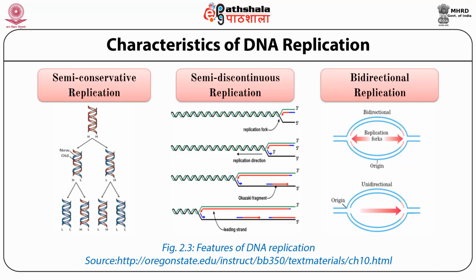Now, the replication fork, which is formed at the site of origin, or origin of replication as it is also known, proceeds in both directions. One replication bubble is flanked by one replication fork at each end, and the forks proceed opposite to each other. Thus, replication occurs in a bidirectional pattern.